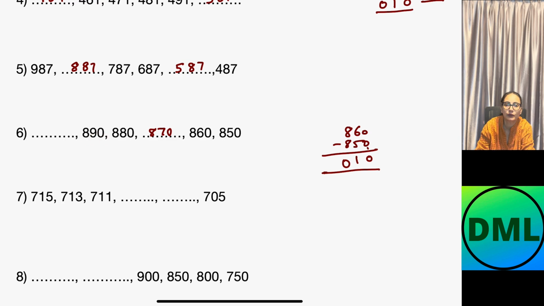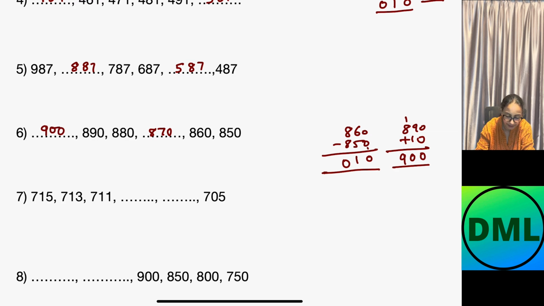After that I need to add 10 more. Let's add 10 more in our number. 890 plus 10. 0 plus 0 is 0. 9 plus 1 is 10. 0, 1 carry over and it is 900. My answer will be here 900.